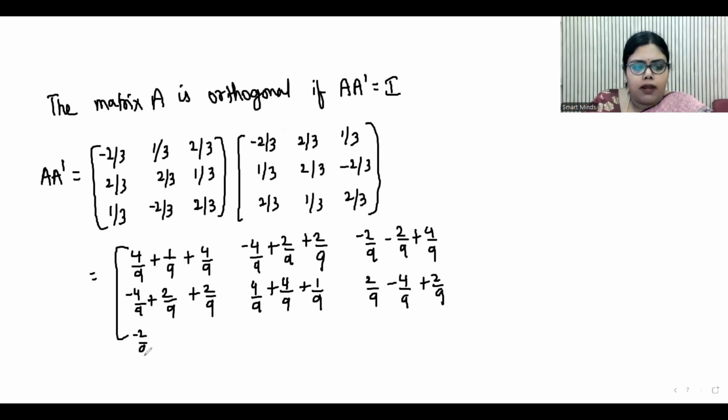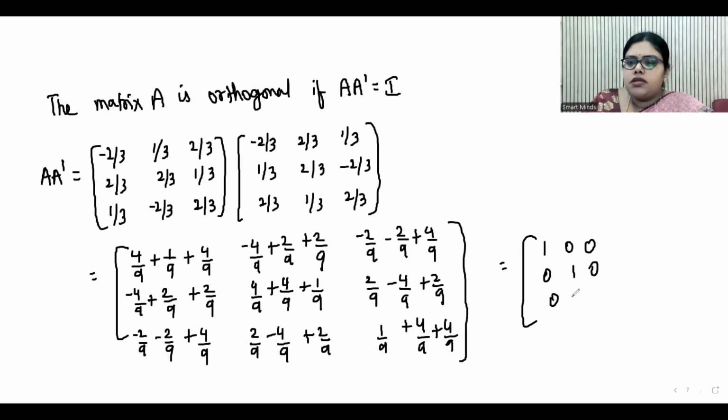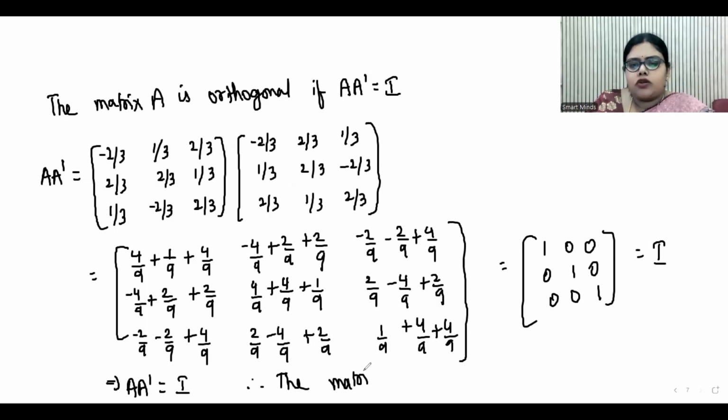So minus 2 by 9, minus 2 by 9, plus 4 by 9. Then 2 by 9, minus 4 by 9, plus 2 by 9. Then 1 by 9, plus 4 by 9, plus 4 by 9. If you simplify this, you will get 1 0 0, 0 1 0, 0 0 1, which is equal to I, the identity matrix. That means A into A dash is equal to I. Therefore, the matrix A is orthogonal.